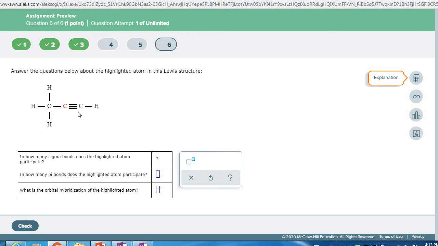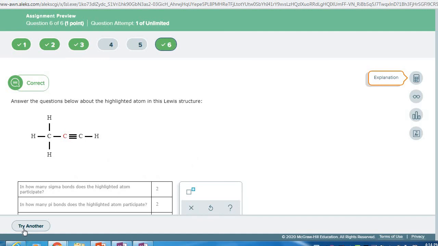Now how many pi bonds? In this case, I'm going to have two pi bonds. I've got the one sigma bond that helps form that triple bond, but then I have two overlapping pi bonds that are going to be there. So that's going to be two, and the type of orbital hybridization that's going to occur here is sp. Let's go ahead and check that and make sure that we're right. And we are right. So these are doable, just understanding what is a sigma bond, that single bond there, and then what goes into a pi bond, or multiple pi bonds in this case.